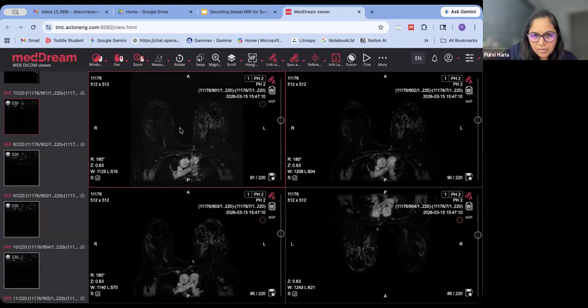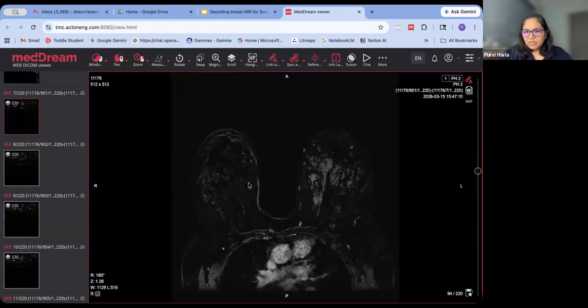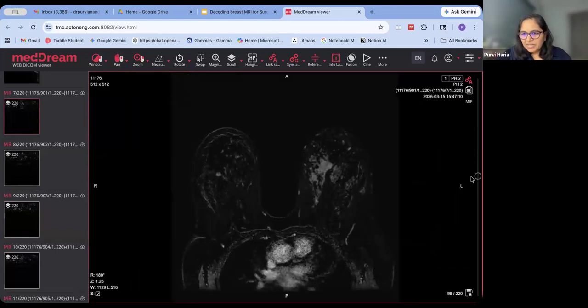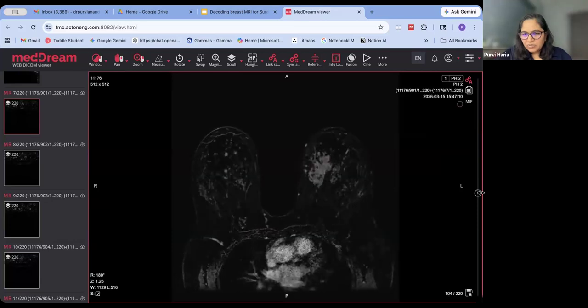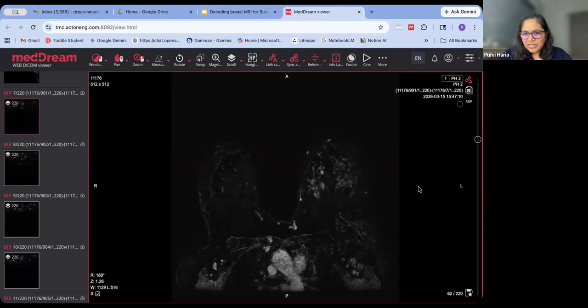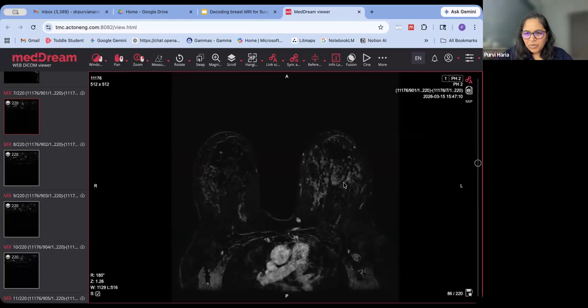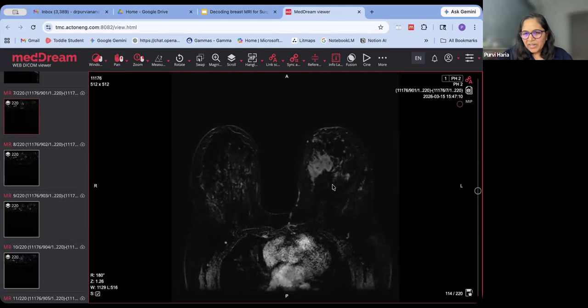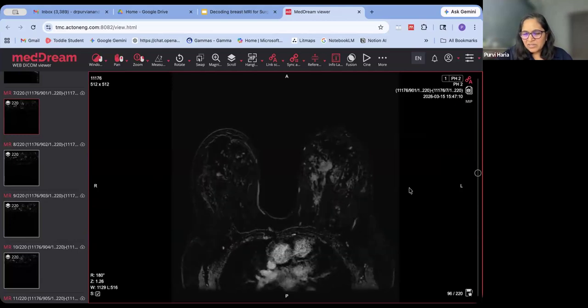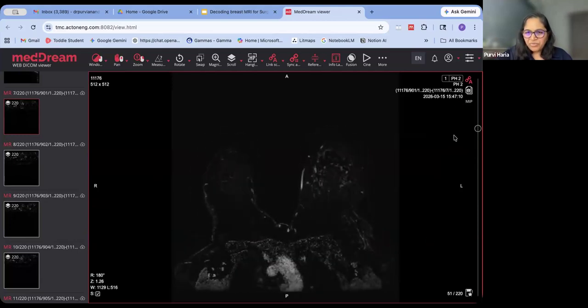I hope you see this better now. So this is the routine dynamic phase. And you see this enhancing lesion, which was at 9 o'clock position in the breast. There is a lot of enhancement in the upper quadrant. The entire breast is showing significantly more enhancement. So this is the first phase of the conventional or routine dynamic phase.